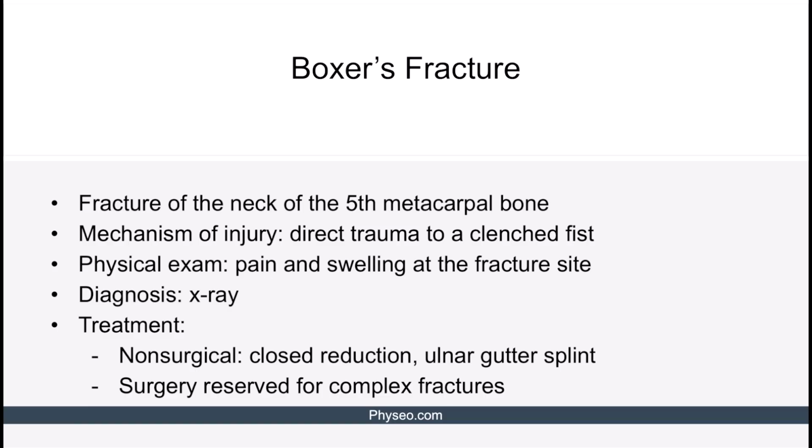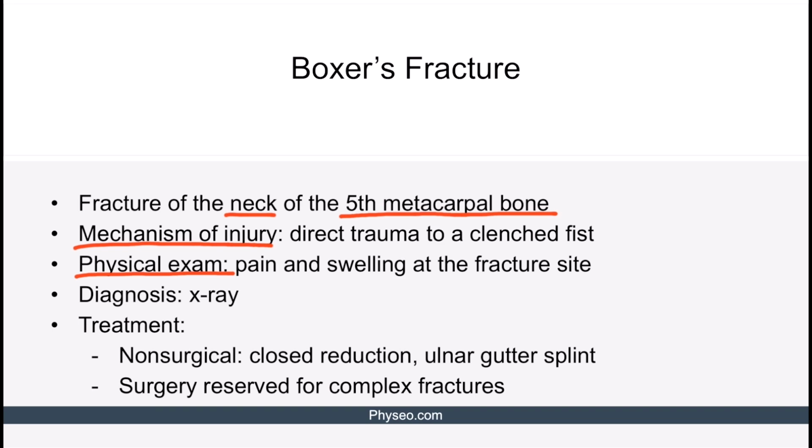Now let's move on to boxer's fracture, which is a fracture of the neck of the fifth metacarpal bone. The most common mechanism of injury is direct trauma to a clenched fist, such as when punching a wall or an opponent in a fistfight. Interestingly, though this fracture is common among inexperienced boxers, it's uncommon among experienced ones, making its name somewhat of a misnomer. Physical exam reveals pain and swelling at the fracture site.